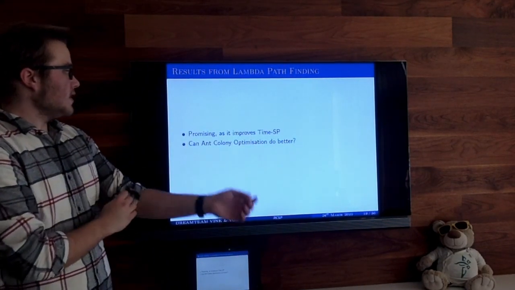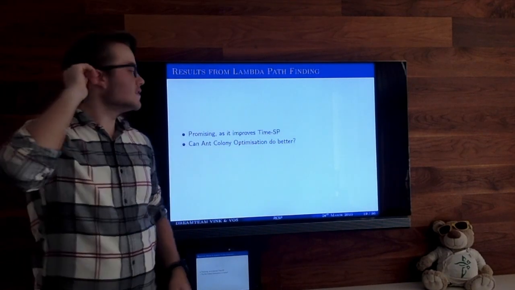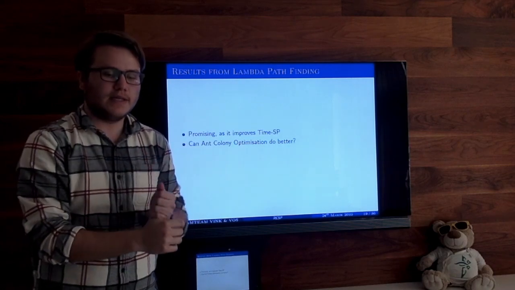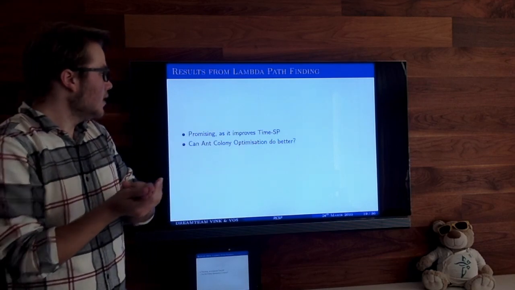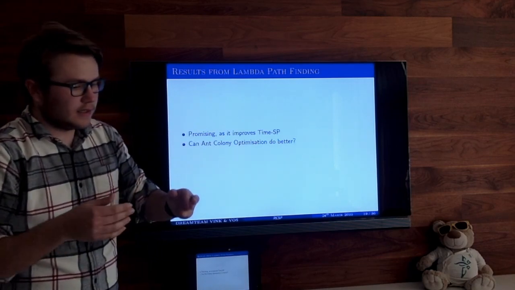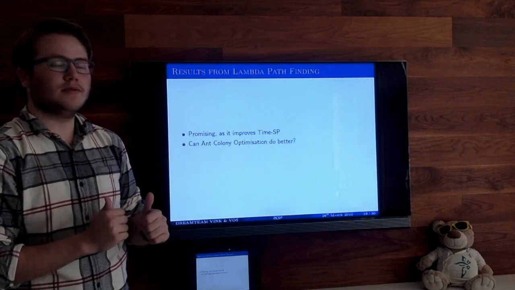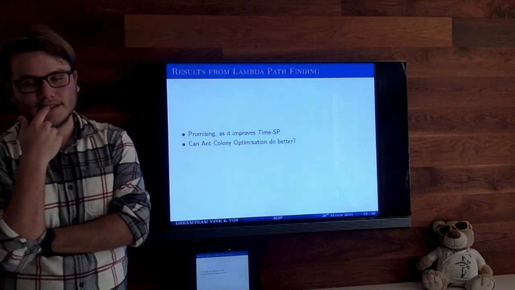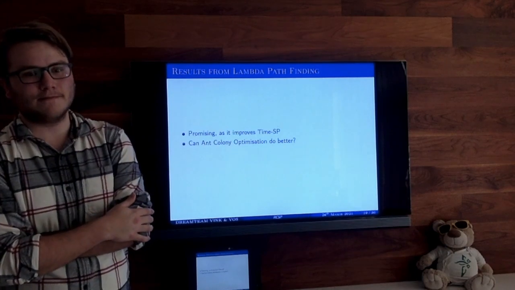Right. So does this actually work? Well, actually it does, because we found a case where the lambda path-finding algorithm finds an even better path than the time shortest path, which is already a really good solution. So this would actually mean that the lambda path-finding algorithm is better in some cases. But however, can the ant colony optimization create an even better solution? This is where we'll continue on.